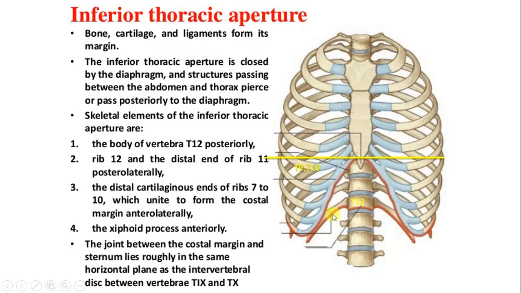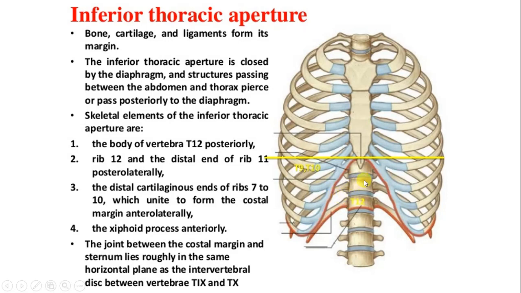that is a floating rib, and the 11th rib will be posterolateral. The xiphoid process will be anterior, and the joint between the costal margin and sternum lies roughly at the same horizontal plane.